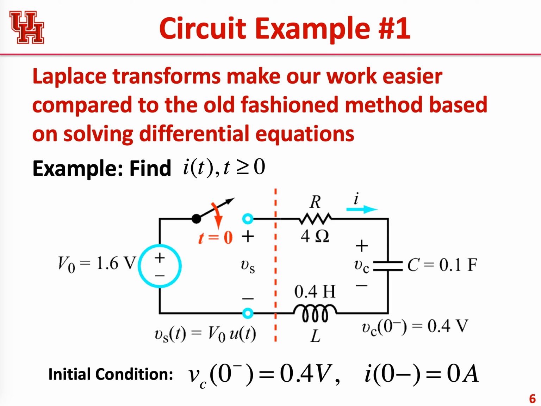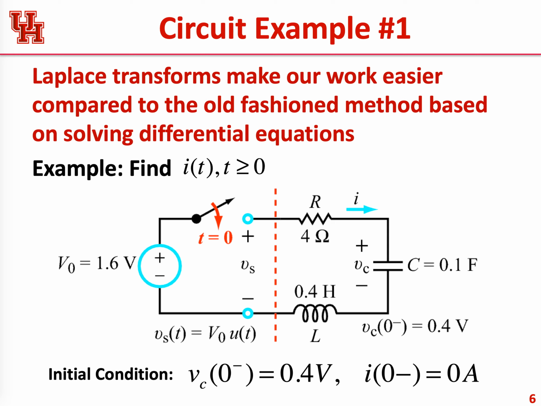It has an initial voltage of 1.6 volts, okay, and there is a switch, and that switch is flipped at time t equal to 0. What that means is that for all practical purposes, we are applying a step function, and the Laplace transform of the step function is 1.6 divided by S, right?